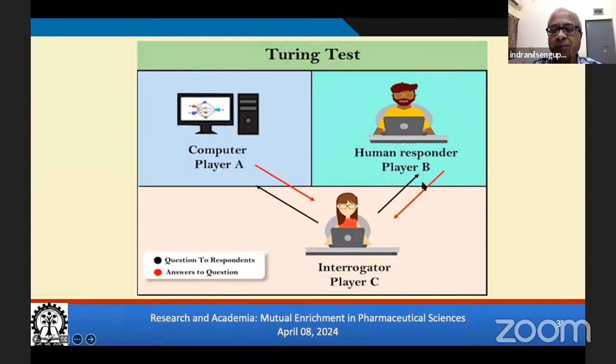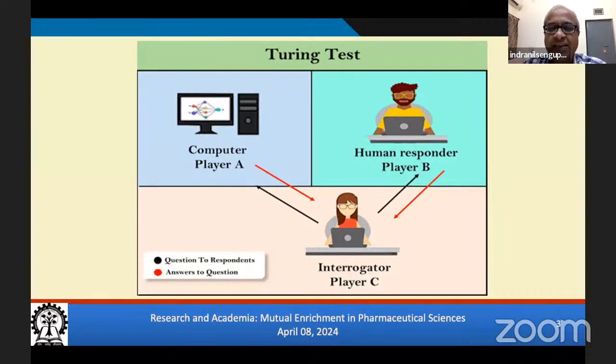In one room, this is B, there is a human being inside, a person. And in the other room, there is a computer system. I call it A. And on the outside, there is a third person, C, who is asking some questions to both A and B. The computer is intelligent, so the computer is supposed to give some answers. The human, of course, is intelligent, and will also give some replies.